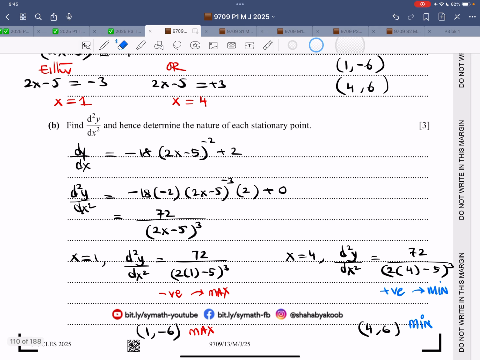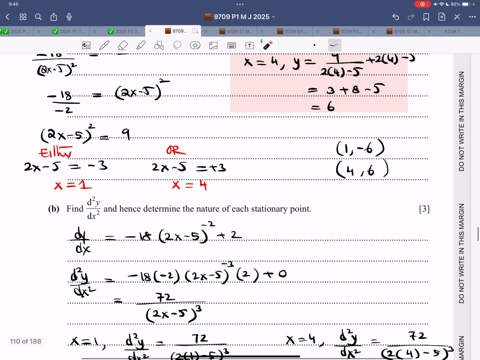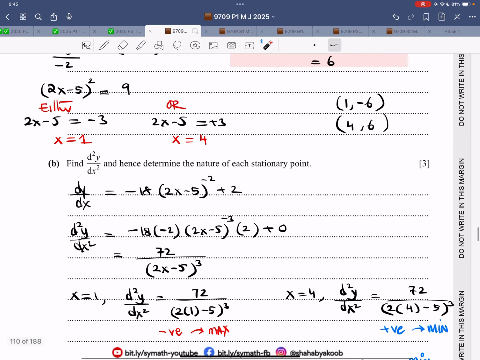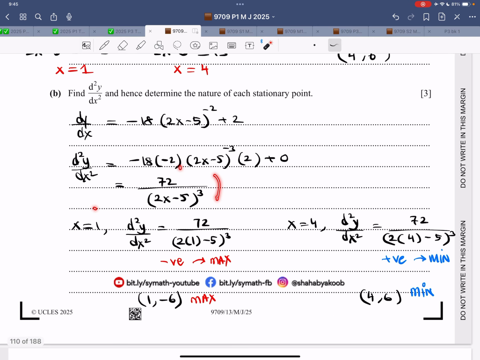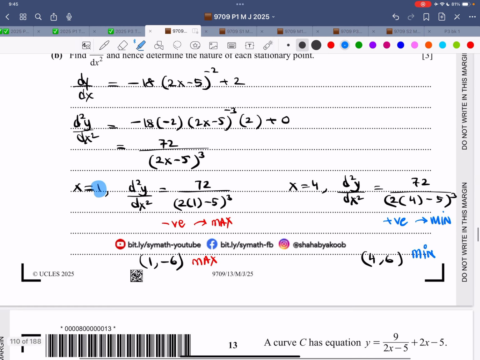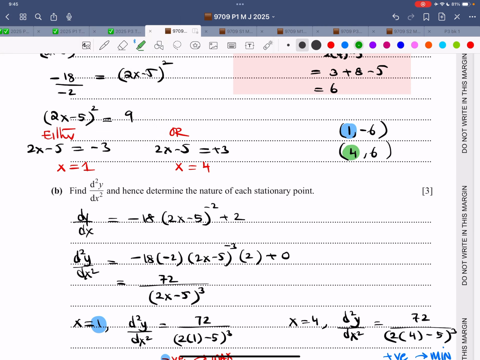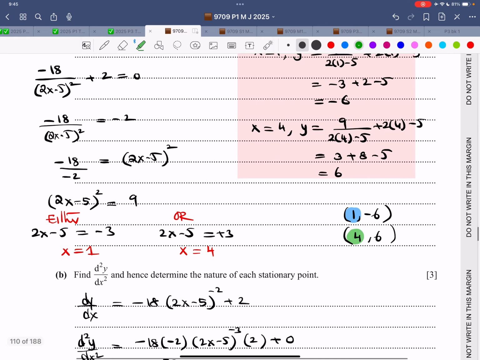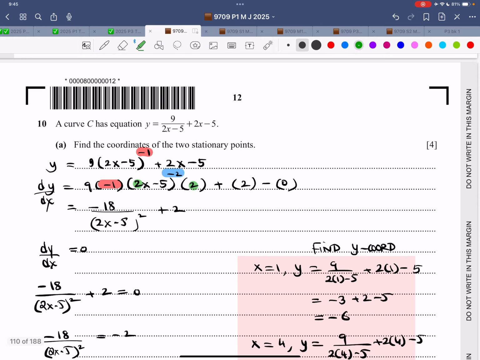Now find the second derivative and determine the nature. So you again differentiate. Of course, you would use this particular simplified format with indices. You differentiate, you simplify, you plug in x is equals to 1. Now let me use two colors. One is the blue color, that is x is equals to 1. It's giving me a negative, so therefore it's a maximum. And the other one, that is 4, it's giving me a positive, therefore it's a minimum. So far, this is differentiation.